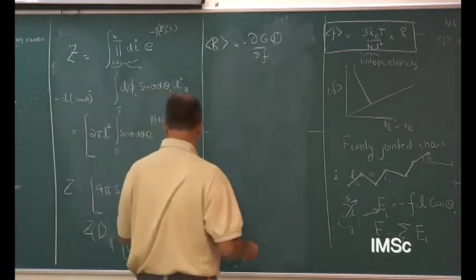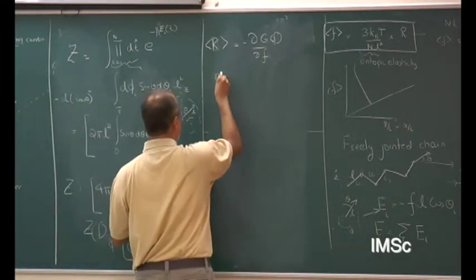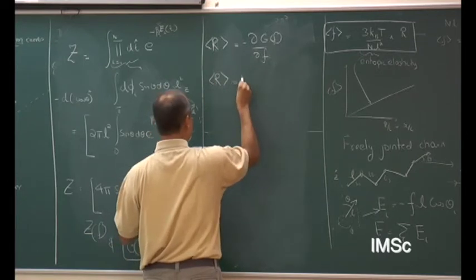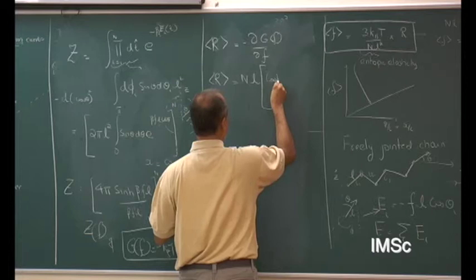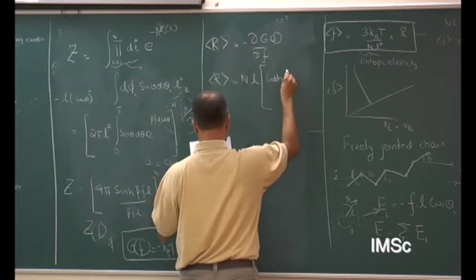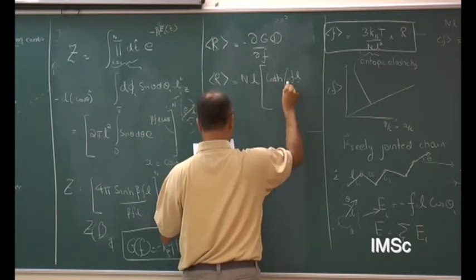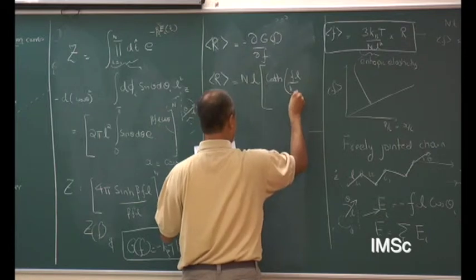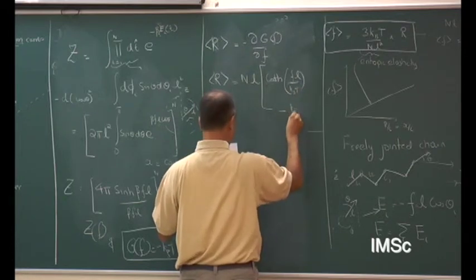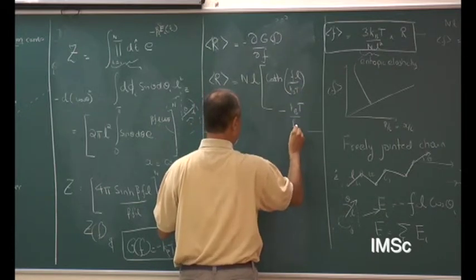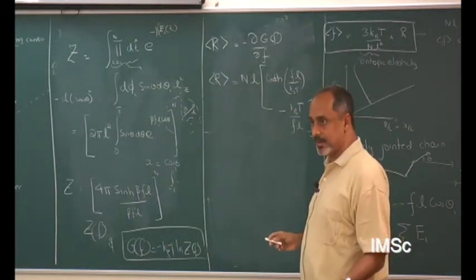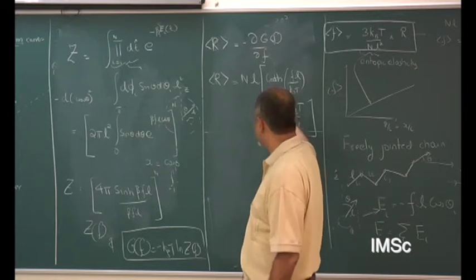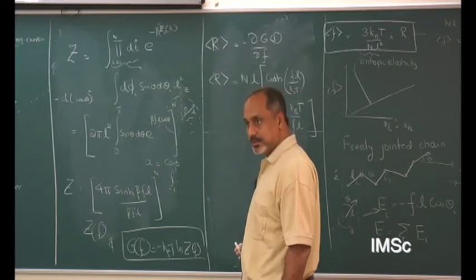So again, let me write down that result. R average computed from here is just n times L times cotangent hyperbolic of f L by kBT minus kBT divided by f times L. That's the result that we had. Now, we can look at it for very small argument and for very large argument.